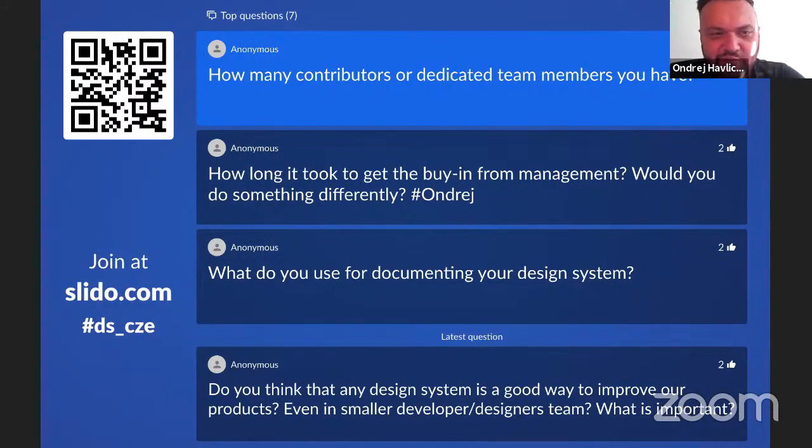So the number of people who really spend 100% of their time on this is pretty small, but the idea is to share the efforts in the organization the same way as we do with our regular products. So, does this answer suffice? I'm not able to say the exact number. Richard, what do you say? How many people work 100% on the design system?